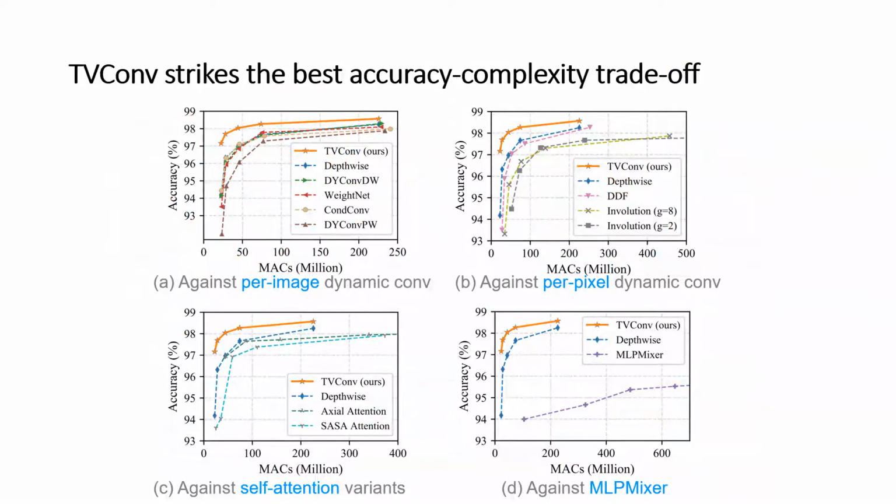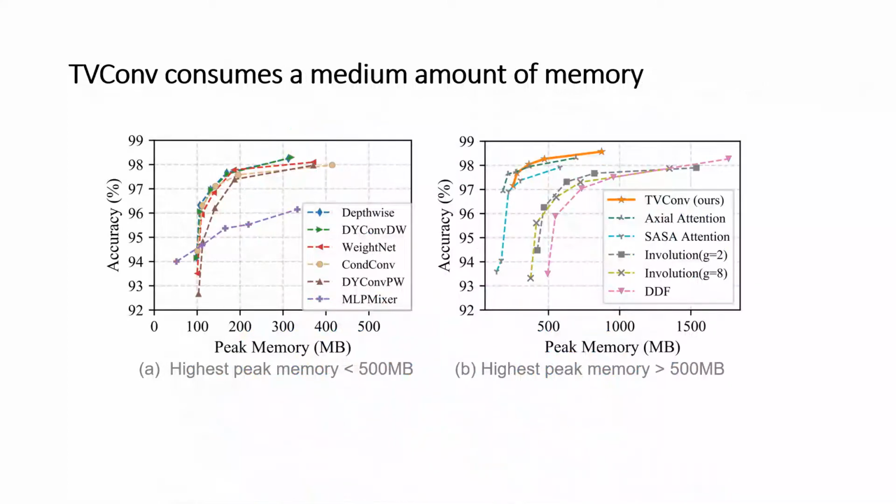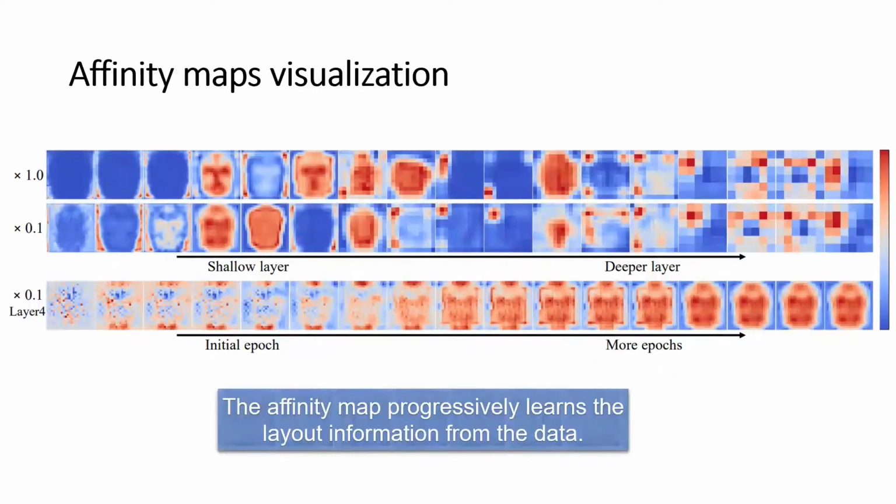We rigorously compare with many other operators and show that TVConv strikes the best accuracy and complexity trade-off. This gap is consistent when we measure the accuracy throughput on a Raspberry Pi. TVConv consumes a medium amount of memory, less than the per pixel dynamic convolution and self-attention variance, but fairly higher than others. We visualize the affinity maps from shallow to deep layers.